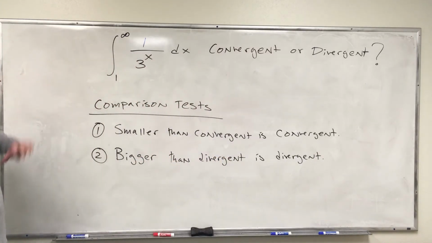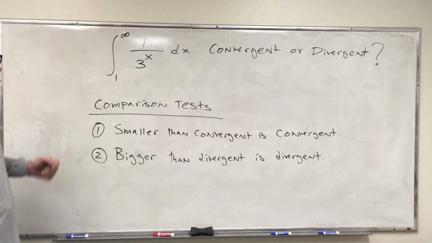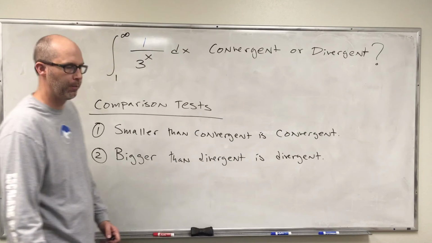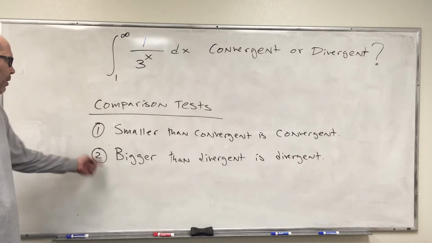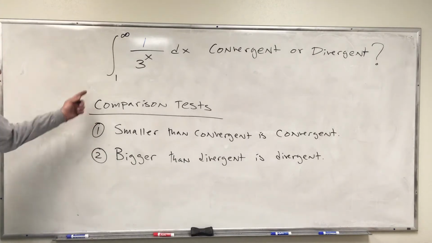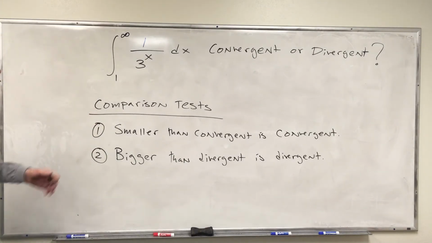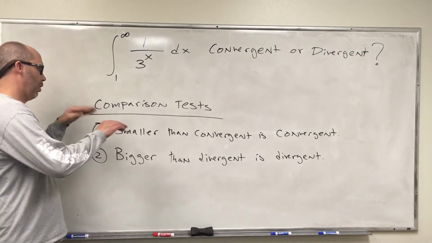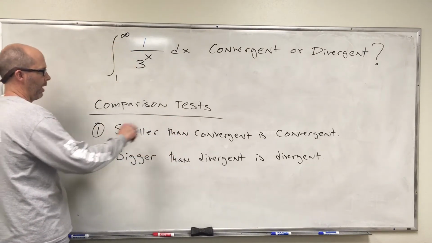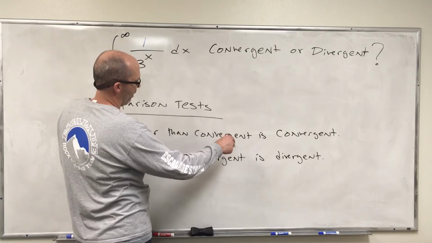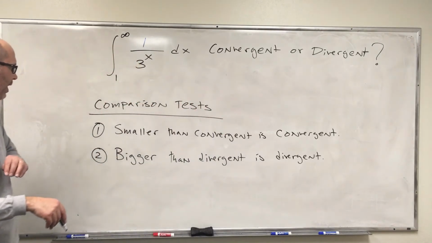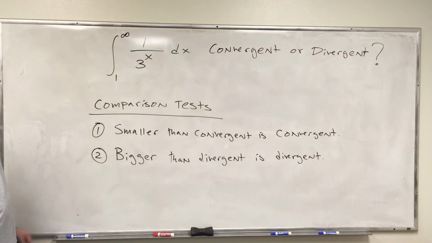But not vice versa, okay? Bigger than convergent tells you nothing. Smaller than divergent tells you nothing. It's just these situations here. If you have a function that is always smaller than another function, and the infinite integral for the other function converges, then the original has to converge.